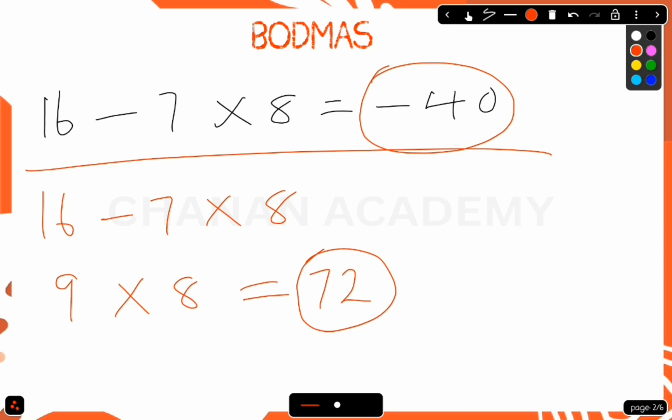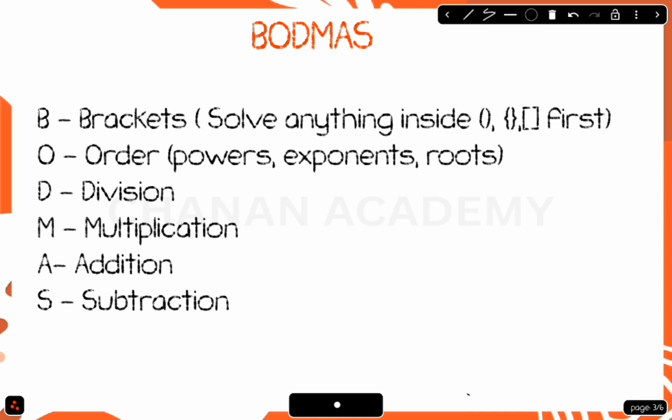This is where BODMAS comes in, because two students can be in an exam hall and be given the same question, and one solves directly with his pen and the other punches his calculator, and both of them have different answers. One of them is correct. So let's check the BODMAS. With BODMAS, we'll be able to check which of the answers is correct. So let's go.